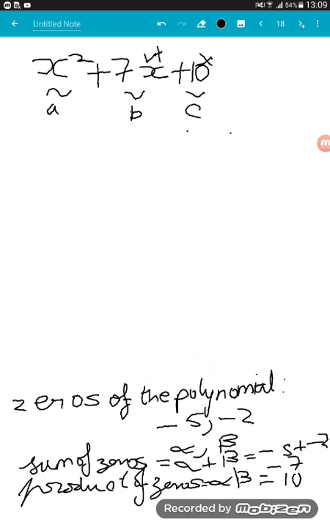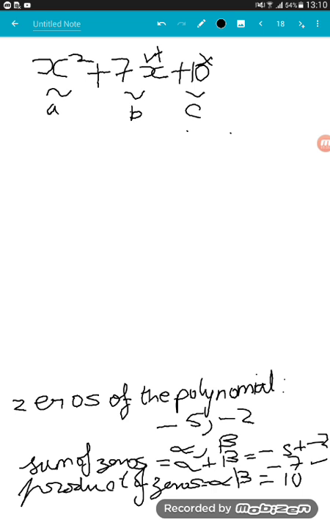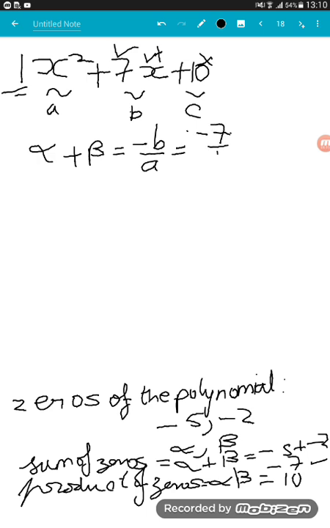So now we will look at how it is the same and what is the relation between them. This minus 7 and this 7 are the same, that means we can equate it as alpha plus beta equal to minus b by a, because here it is 1. Here minus, here plus 7, so it will become minus 7 by 1, which is nothing but minus 7. And we know that alpha plus beta we already got as minus 7 itself. So in this way it is interlinked.